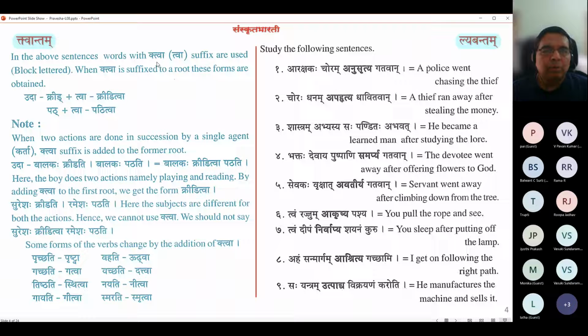Okay, so now when should you use tva pratyaya? Of course, it is when we want to indicate a completed action prior to another taking place by the same karta. But more importantly, it is allowed only when there is an upasarga-less dhatu. That means a pure dhatu. Okay, prichati has a pure dhatu. Okay, vahati has a pure dhatu. Gacchati, gam dhatu. Tishtati, stha dhatu. Nayati, ni dhatu. Gayati, gai dhatu. Something like that. Okay, so these kind of original dhatus are required.